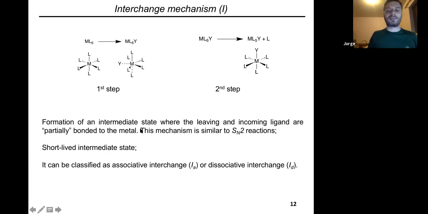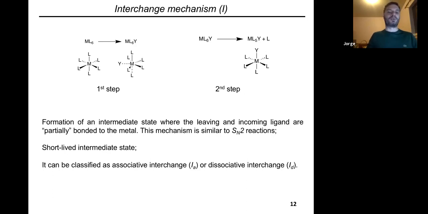Okay, so this mechanism is similar to SN2 reactions, where there is the formation of a compound where the incoming ligand and the leaving ligand are partially bonded to the metal. As you can see here, I represented that by this dashed bond, okay? So partial bond between Y and M and L. And then second step, the ligand leaves the coordination sphere and we restore the octahedral geometry.